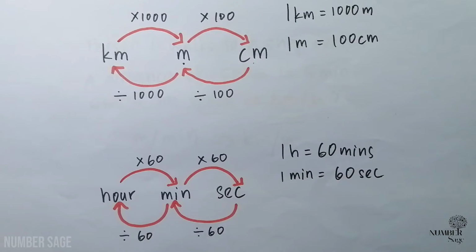The same concept applies to hour, minute, and seconds. When you are going to convert something from hour to minute, we have to times with 60. This is because 1 hour is equivalent to 60 minutes. When you are going to convert something from minute to seconds, you have to times with 60 again. This is because 1 minute equals 60 seconds. The same applies when you are going backwards. Second to minutes, you have to divide by 60, and minutes to hours, you have to divide by 60.